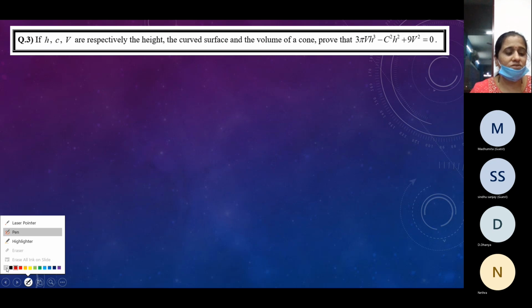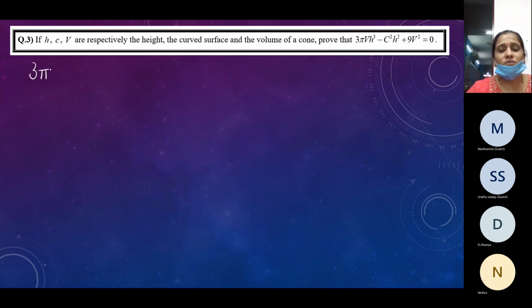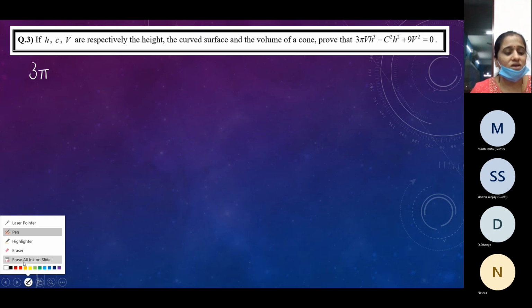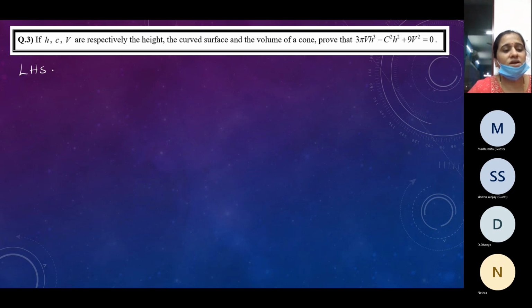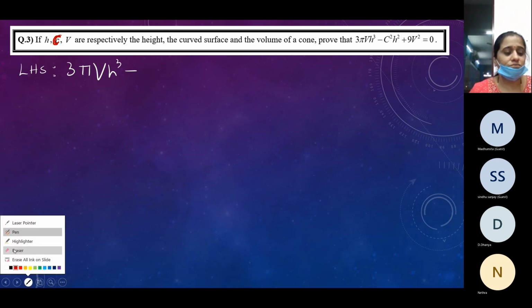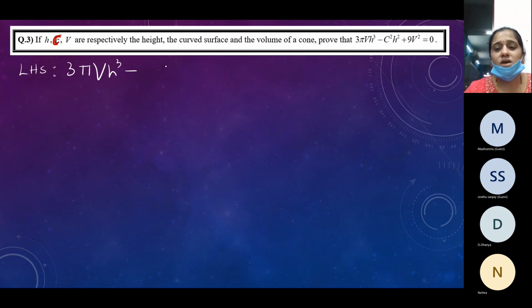Okay, so let's start working this. Here, 3 pi, we need to prove this is 0. So we are taking the LHS, the left-hand side. What is the left-hand side? 3 pi V H cubed minus, it's a capital C, I think. I'll change this. It's a capital C, children. Capital C square H square plus 9 V square. This is the left-hand side. We'll have to work this and show that it's equal to 0.